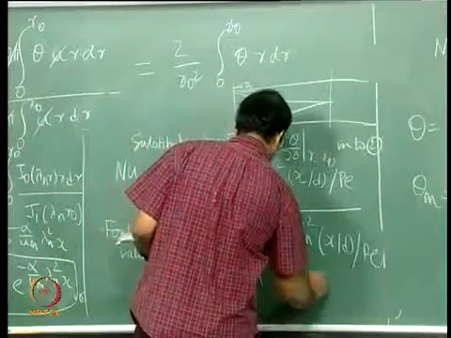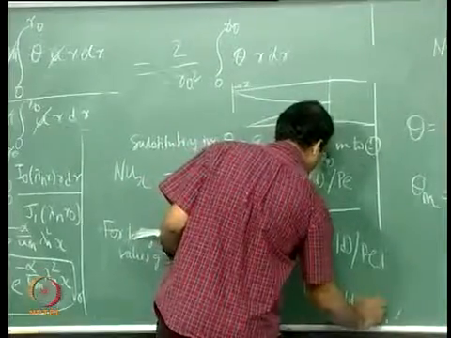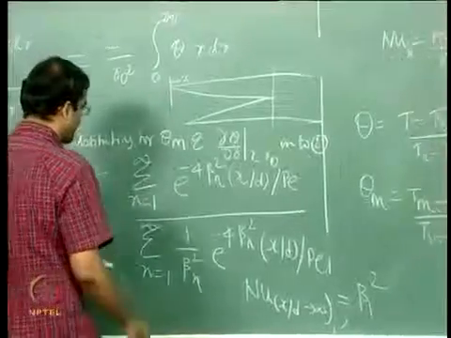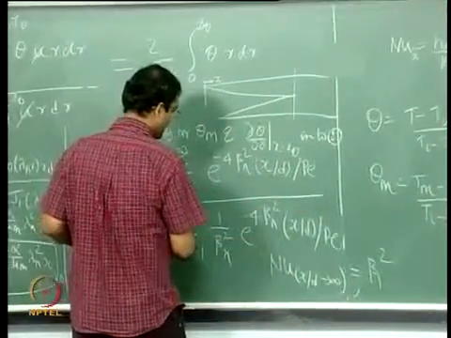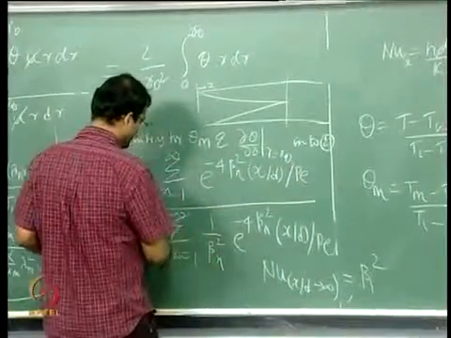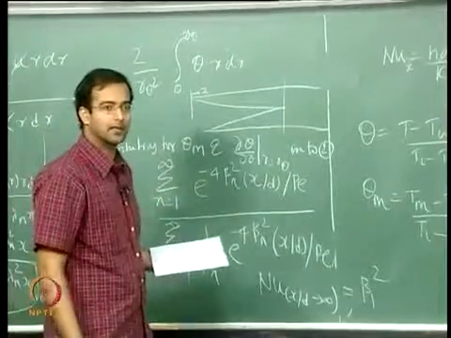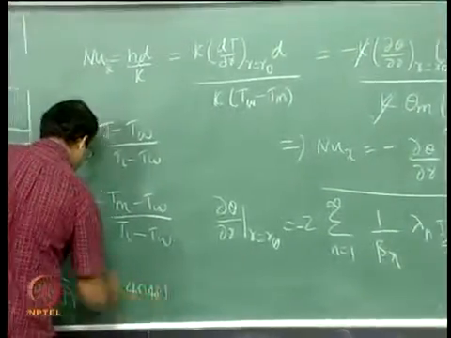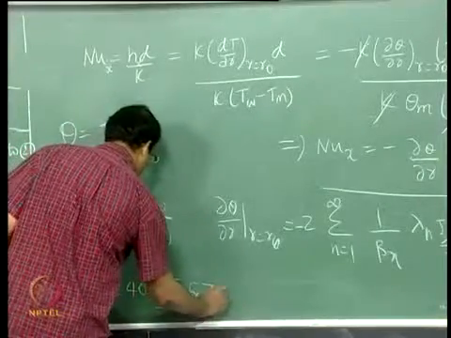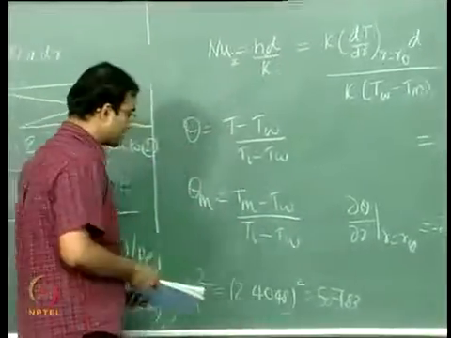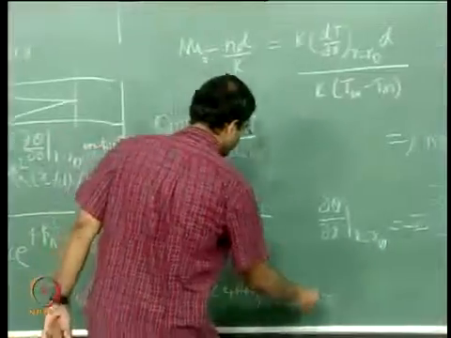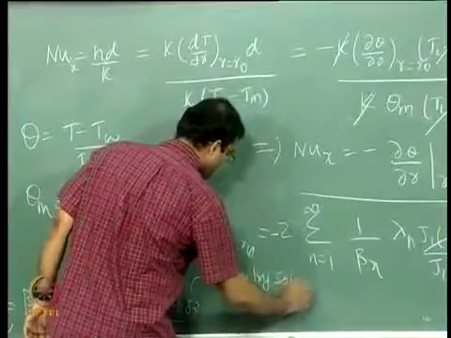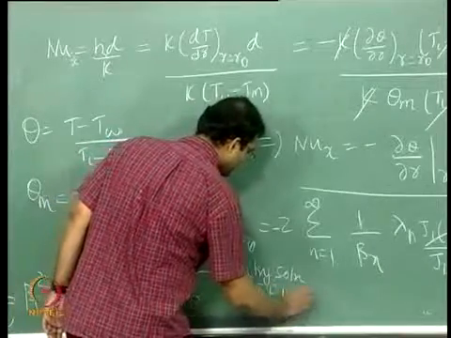So that will reduce this, for x by d going to infinity, to just beta 1 square. For large values this anyway will cancel off. You have this going to 0, this going to 0, you have only in the denominator 1 by beta n square, and only the first term will be the most significant. If you substitute the value of beta 1 square as 2.4048 the whole square, that comes out as 5.783. Okay, so this is your limiting solution for thermally fully developed flow with constant wall flux.